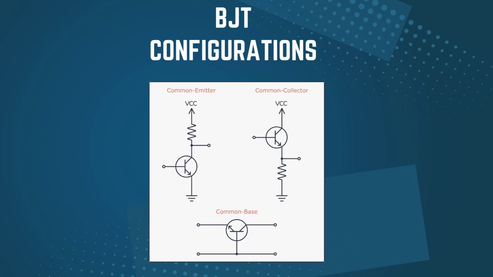The common base, where the base will be common to the emitter and the collector. Second one is the common emitter, where the emitter will be common to the base and the collector. And third one will be the common collector mode, where the collector will be common to both the base and the emitter. So there are 3 ways of designing this circuit.